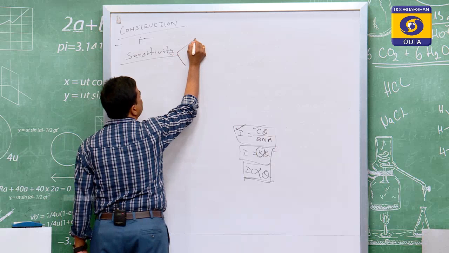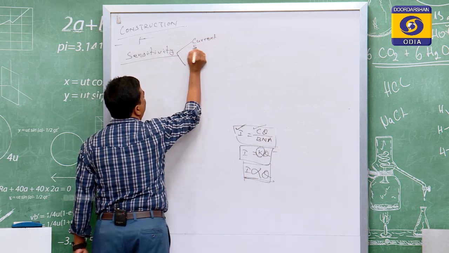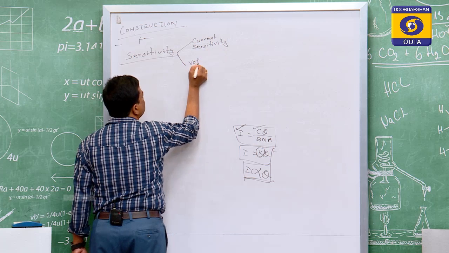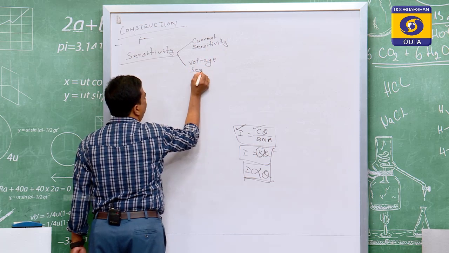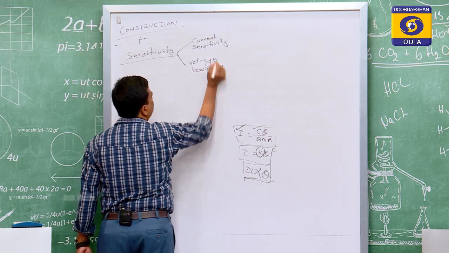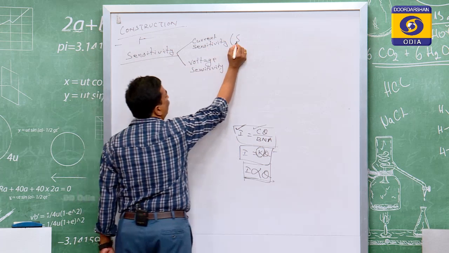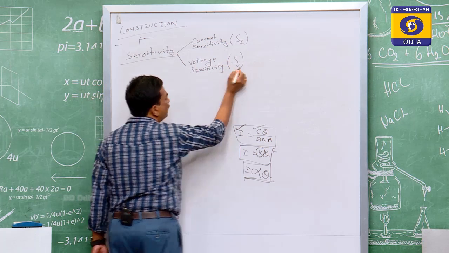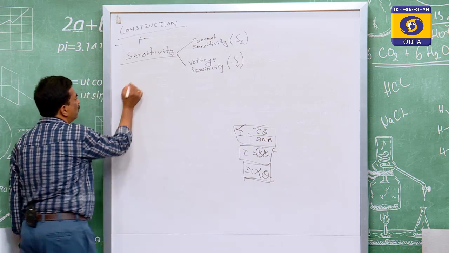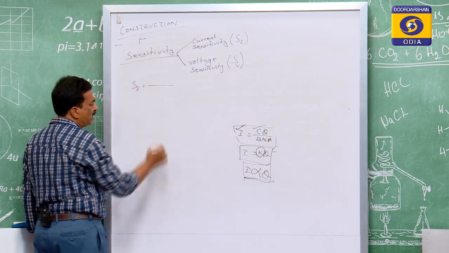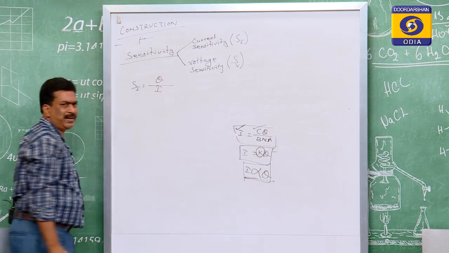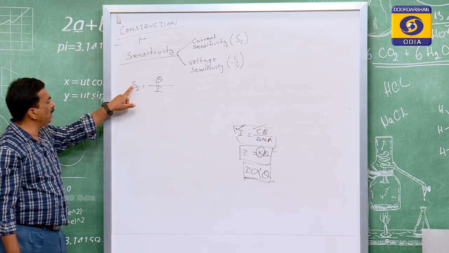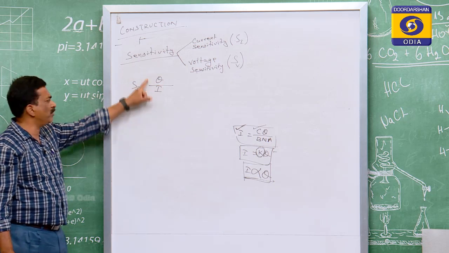It is of two types. One is the current sensitivity, and the other is the voltage sensitivity. For current sensitivity, if the sensitivity is S and for the current you take I, then it is S_I. For voltage sensitivity, the sensitivity is S and the voltage is V. The current sensitivity is the ratio of theta to I, meaning the ratio of the deflection to the amount of current flowing. Sensitivity of current equals theta by I, very simple to remember: theta by I.